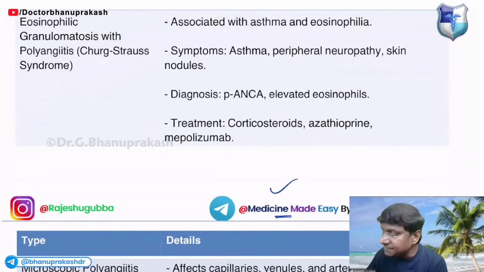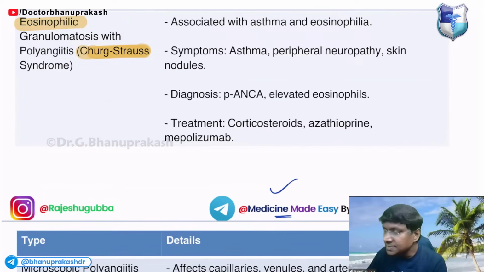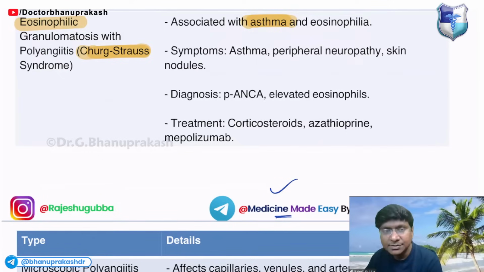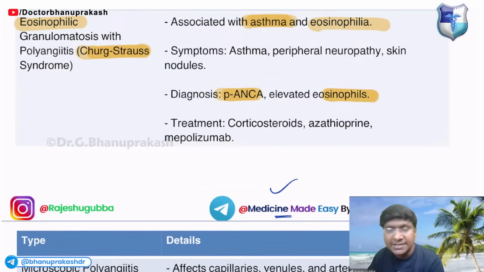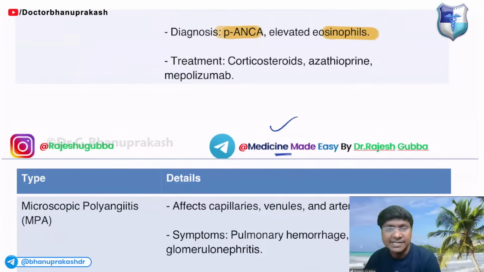Then the next important is eosinophilic granulomatosis with polyangiitis, which is nothing but Churg-Strauss syndrome. The classical picture will be asthma. In any form of vasculitis, if asthma is there, that will be Churg-Strauss. Along with that, these patients will have eosinophilia. How will you diagnose? Along with elevated P-ANCA, you will have an increase in eosinophil levels, because P-ANCA is also elevated in microscopic polyangiitis as well.